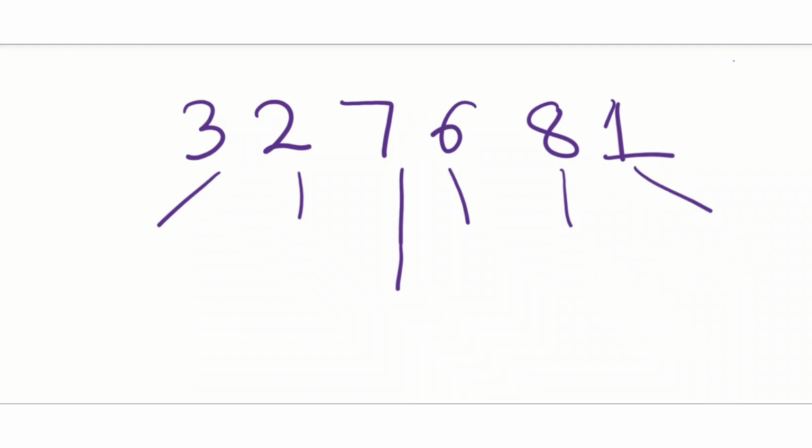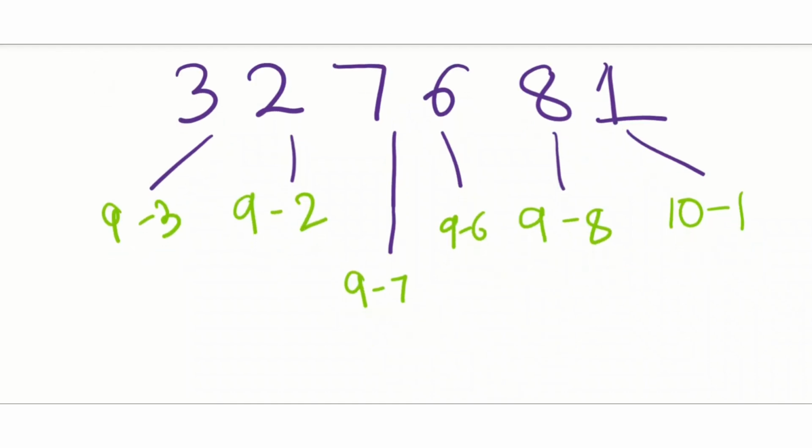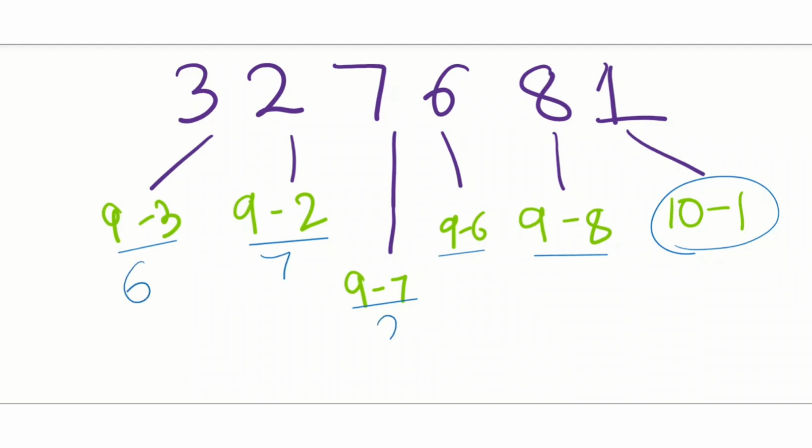Now let's find the Nikhilam of the same number. So we have 10 minus 1 because 1 is the last digit or the ones digit. 9 minus 8, 9 minus 6, 9 minus 7, 9 minus 2, 9 minus 3 because we subtract 9 from the remaining digits. Finding each of their answers, you get 9 minus 3, 6, 9 minus 2, 7, 9 minus 7 is 2, 9 minus 6 is 3, 9 minus 8 is 1, and 10 minus 1 is 9.